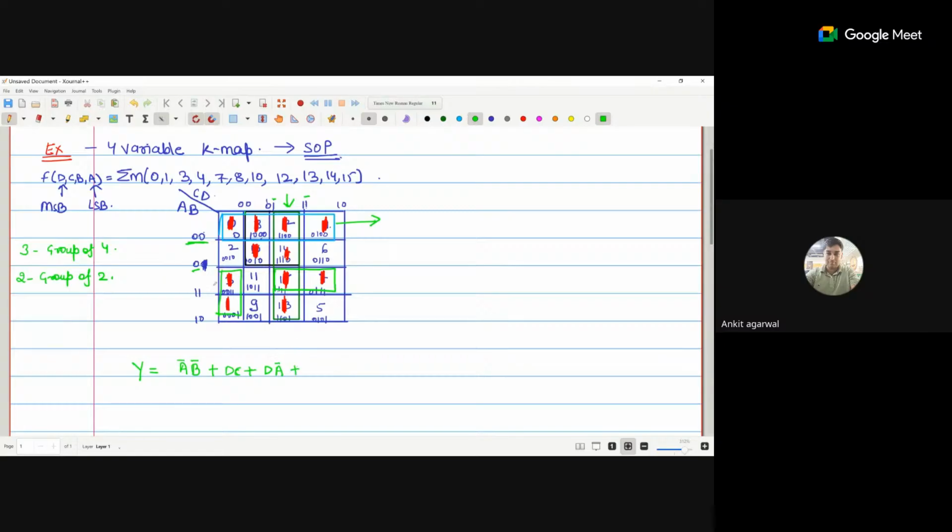Plus for the group of 2, this one, the A is constant, C and D is constant. C bar, B bar, A. And for this group, AB is constant and C is constant. So C, B, A.